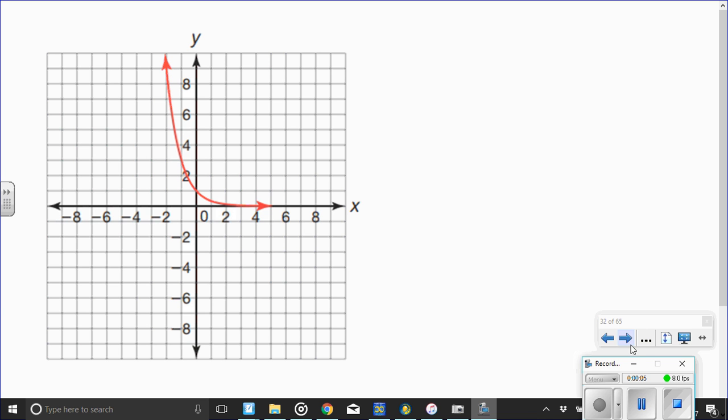And today we're talking about domain and range on some exponential functions. We want to cover how to express that domain and range when you're dealing with these exponential functions. So let's take a look at the first example here.